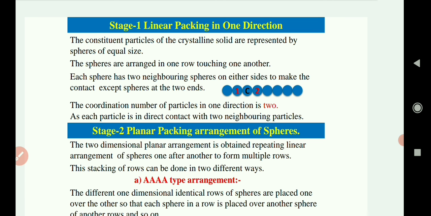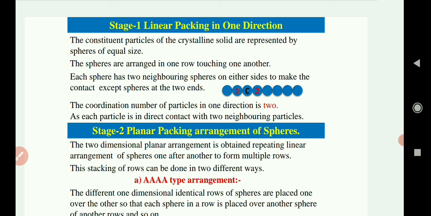In case of linear arrangement, the constituent particles, we are considering them of equal size. So we consider spheres as particles which are of equal size. When the spheres are arranged in one row touching each other, each sphere is coming in contact with two neighboring spheres. Hence the coordination number in case of linear packing becomes 2. Such packing is called linear packing in one direction.